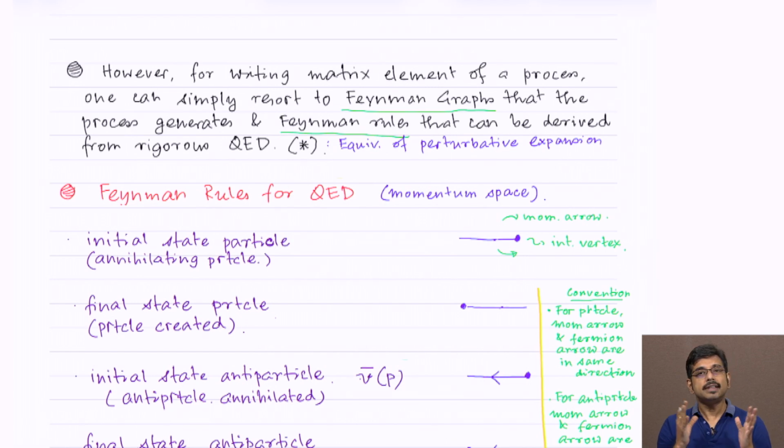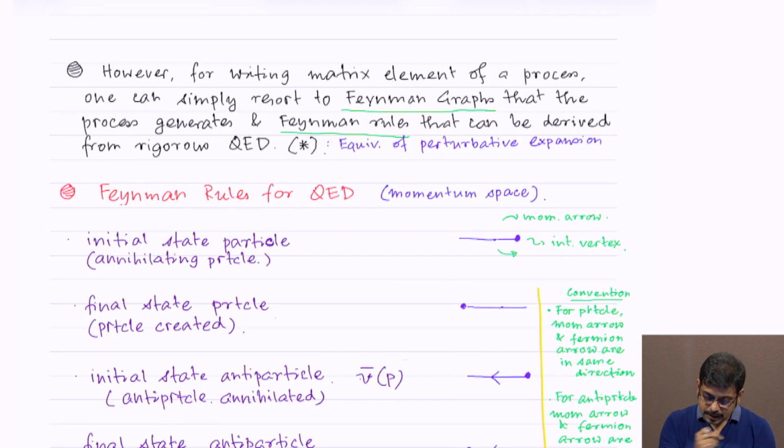Now, what are the possibilities that we actually have? In QED, what are the things that we have? We have an initial state particle, we can have an initial state antiparticle, we can have a final state particle, we can have a final state antiparticle, in terms of electron or positron. We can have an initial state photon, we can have a final state photon, we can have a photon mediator, we can have a fermion mediator. So, these are basically the ingredients for defining the different interactions in QED.